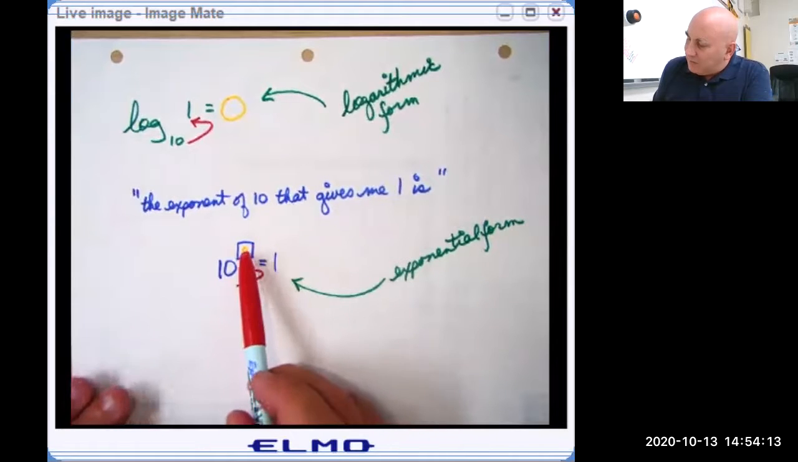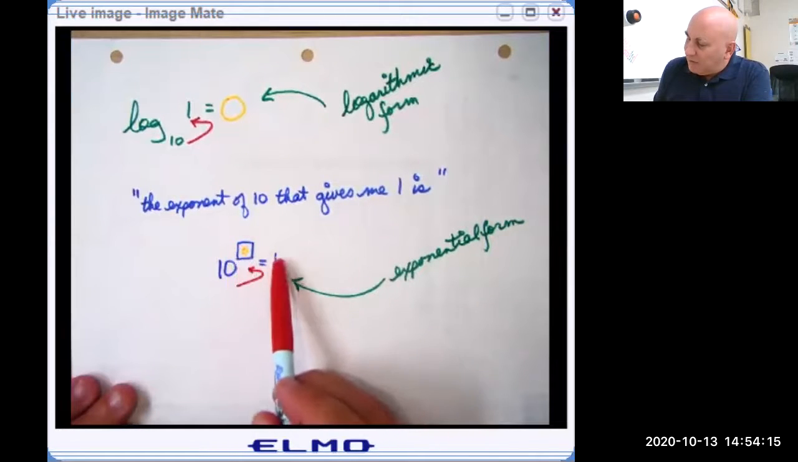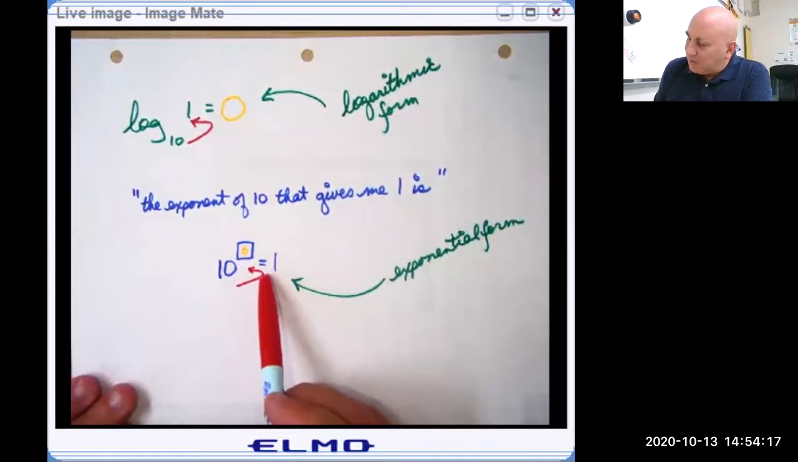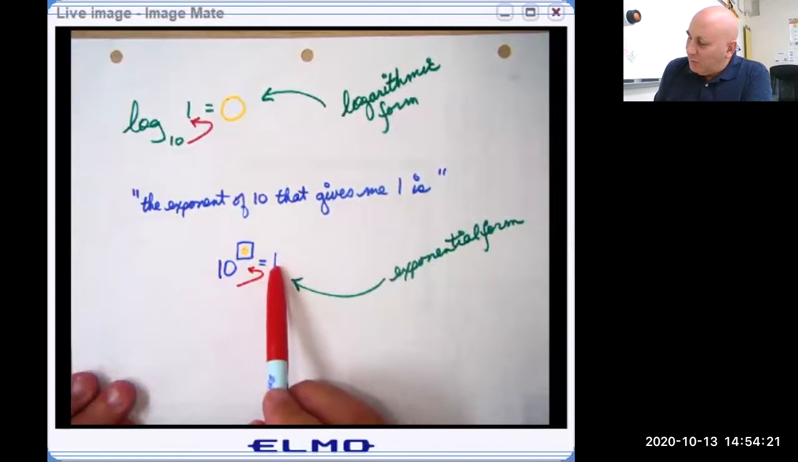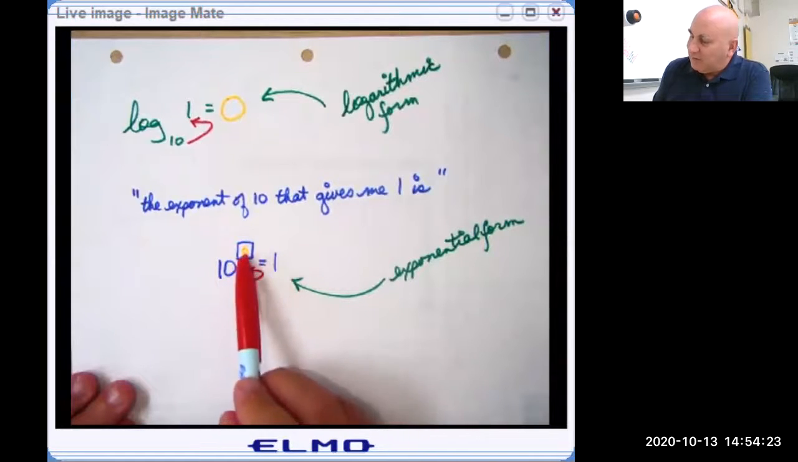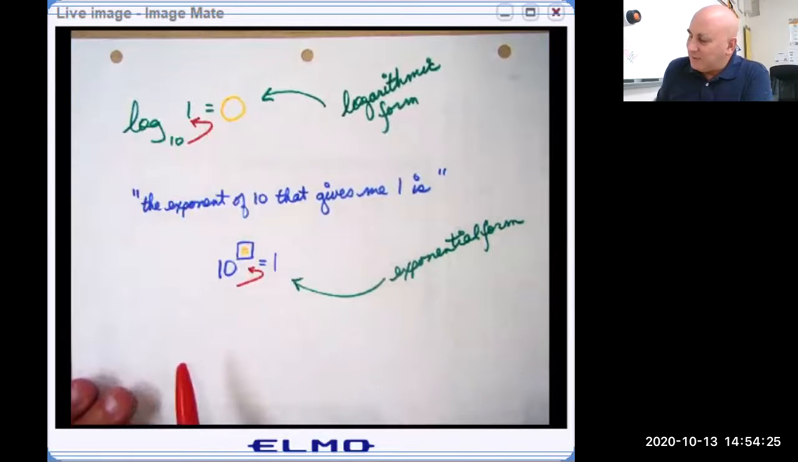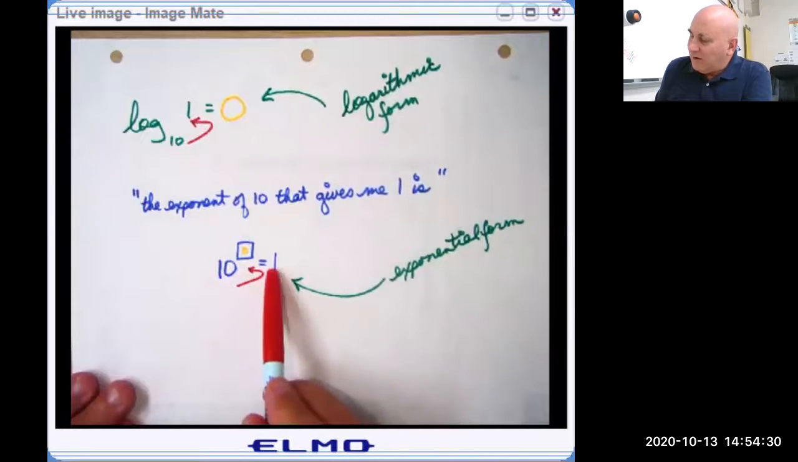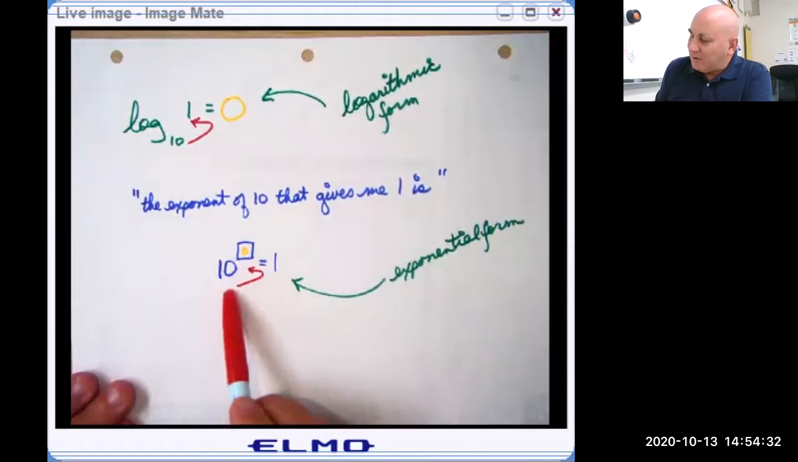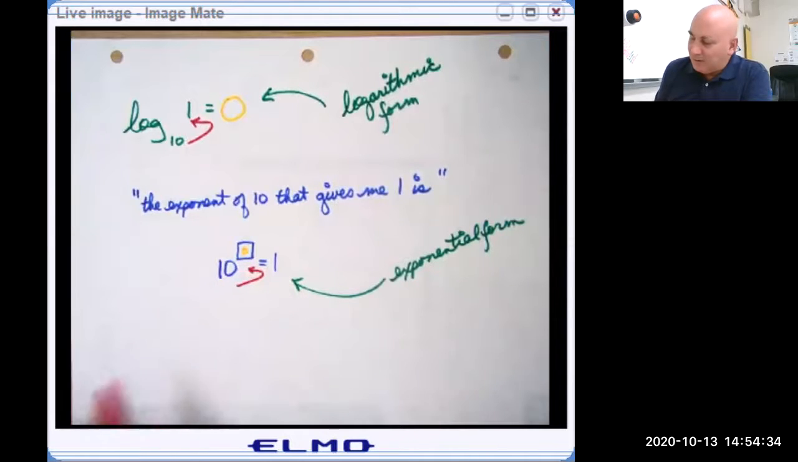And then this is the logarithm and this is the exponent. So it's going to be the exponent of 10 that gives me 1 is 0. You'd write it back this way. The log base 10 of 1 is 0. Again, the same direction.